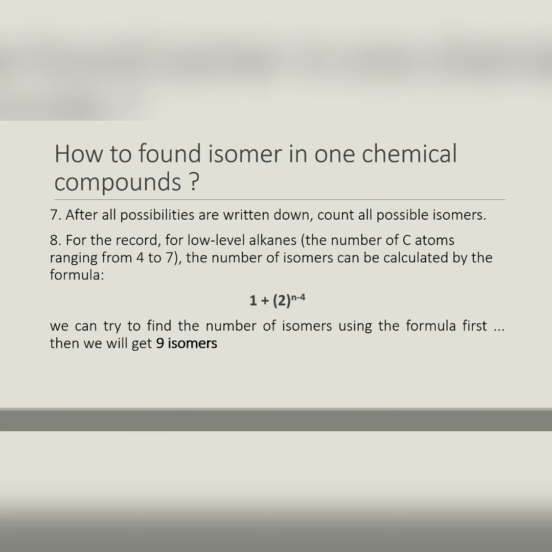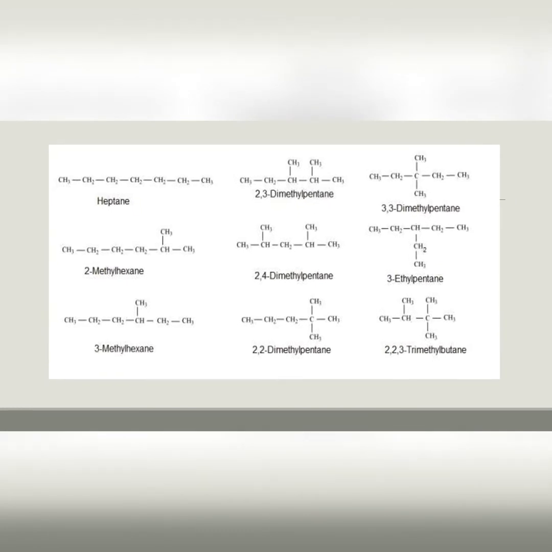For the record, for low-level alkanes, where the number of C atoms ranges from 4 to 7, the number of isomers can be calculated by the formula 1 plus 2 to the power of n minus 4. We can try to find the number of isomers of C7H16 using the formula first. Then we will get 9 isomers. Now, as you can see in the picture, there are 9 isomers of C7H16.